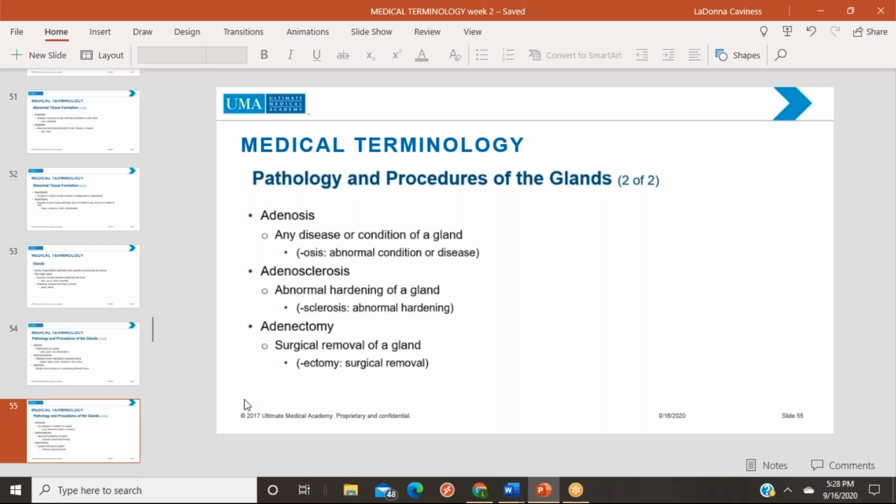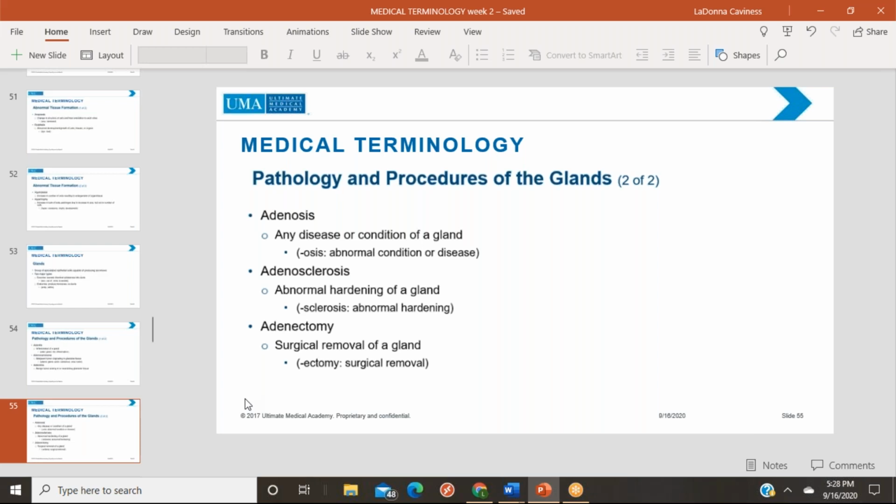Pathology and procedures of the gland. Adenosis, any disease or condition of the gland. Osis, O-S-I-S, abnormal condition or disease. Adenosclerosis, abnormal hardening of the gland. Sclerosis refers to or means abnormal hardening.